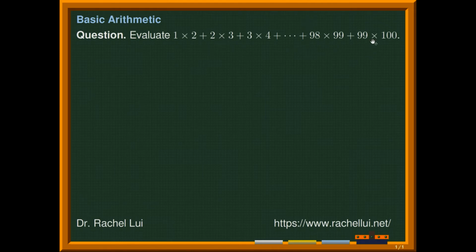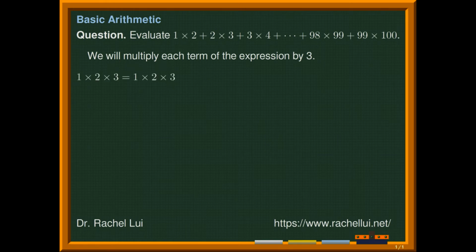In order to evaluate this expression, we're going to multiply each term by 3. That means I'm going to multiply this term by 3, this term by 3, this term by 3, and so on. You will know the reasons why I do so very soon. So the first term, 1 times 2 times 3, is still 1 times 2 times 3. And for the second term, 2 times 3, I multiply by a 3. For this 3, I will change it to 4 minus 1. And then I would have 2 times 3 times 4 minus 1 times 2 times 3 by the distributive law.